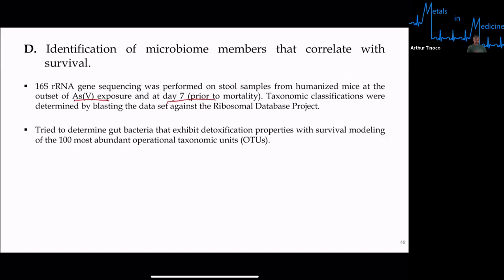They did a taxonomic classification by blasting the data set against the Ribosomal Database Project. That was their way of trying to identify particular microbes. They tried to determine the gut bacteria that exhibit detoxification properties with survival modeling of the 100 most abundant operational taxonomic units, or OTUs.